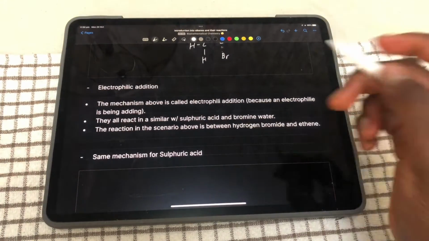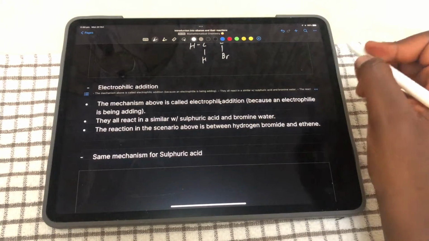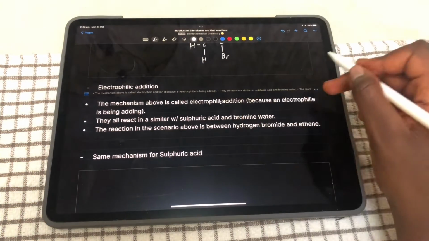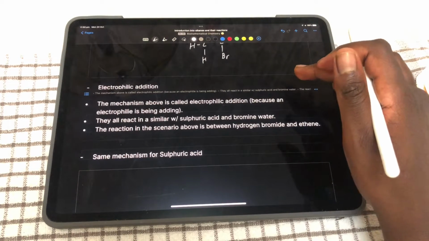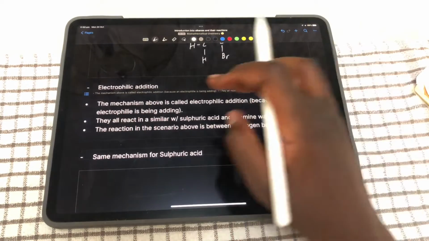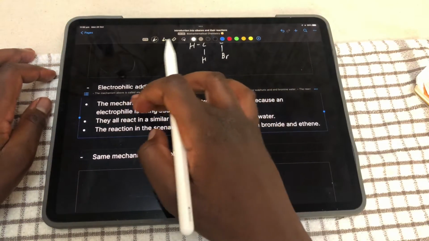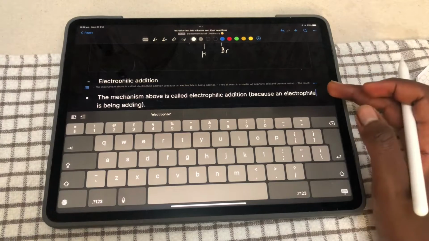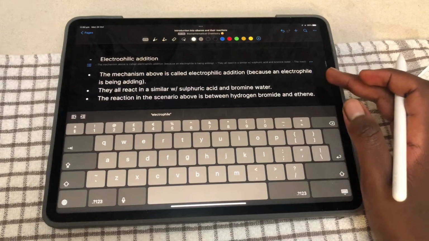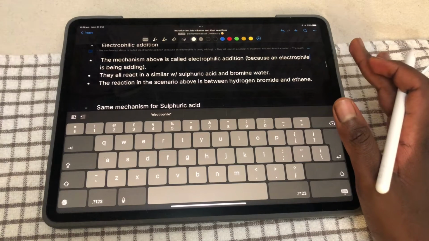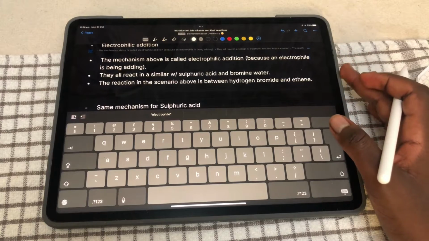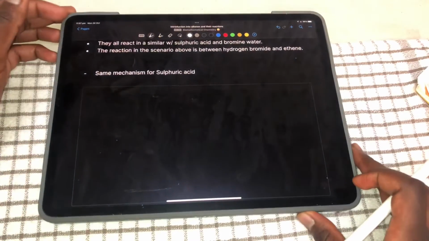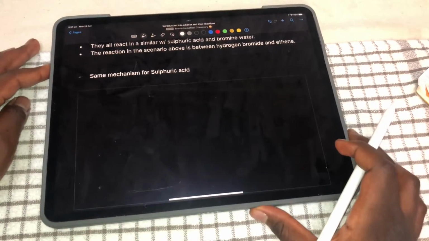The mechanism above is called electrophilic addition because an electrophile is being added. They all react in a similar way with sulfuric acid and bromine water. The scenario that I've shown you above is between hydrogen bromide and ethene. So I can show you another reaction below. It's not exactly the same, but the same principle as the reaction above.